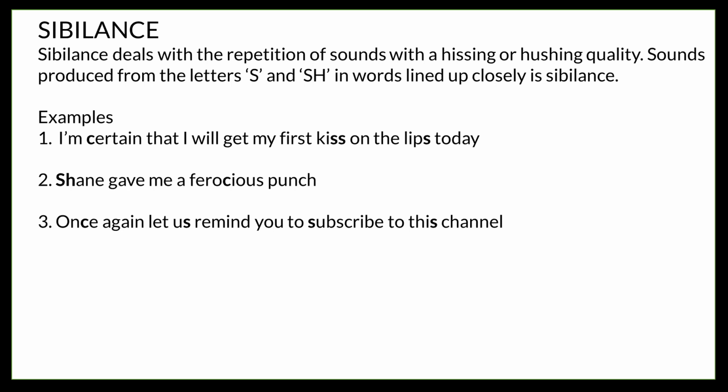Let's take a look at some examples. I'm certain that I will get my first kiss on the lips today. Now when you take a look at this sentence, the focus is not on the repetition of the S letters, but the sounds produced from the letter S. So certain produces the hissing quality S in it. Kiss also produces that hissing quality. Lips also produces an S sound, which is also a hissing quality.